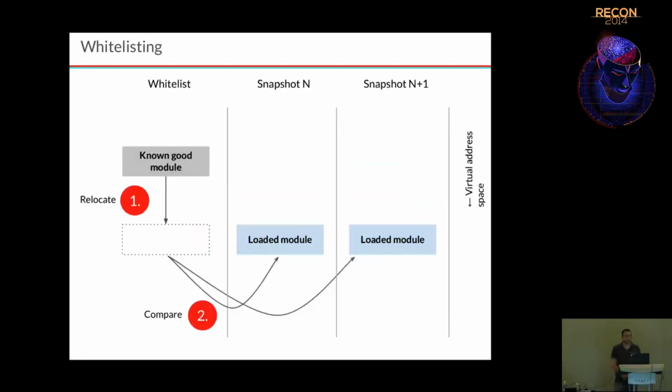So here's how we do that. We have a whitelist, which is basically just a folder containing every single DLL from a Windows installation. Then for each loaded module in a snapshot, we take the corresponding DLL from this whitelist and relocate it to the exact same position as it is loaded in memory. Then, in a second step, we can simply compare those two modules byte per byte. So we not only verify if the module is correct, we also spot any kind of differences.